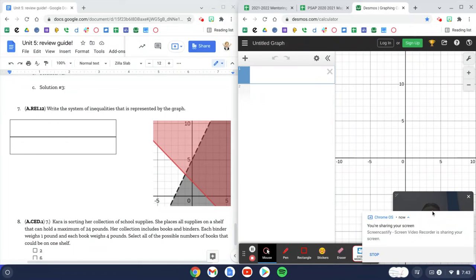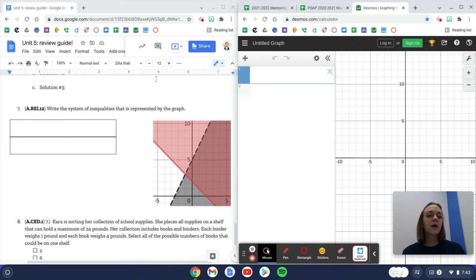Okay, if you don't have Desmos open, pull Desmos up right now. Question 7 says, write the system of inequalities that's represented by the graph. So what we're going to do is figure out what the equation of these lines are, and then we're going to write them down here, and then figure out what our inequality sign is going to be.